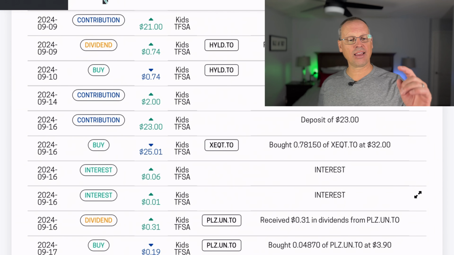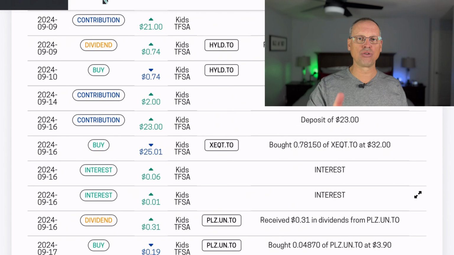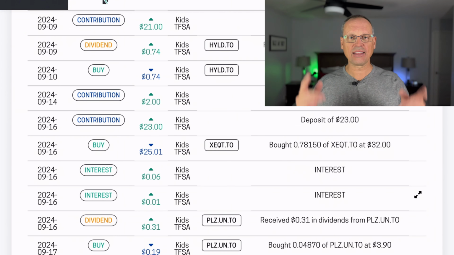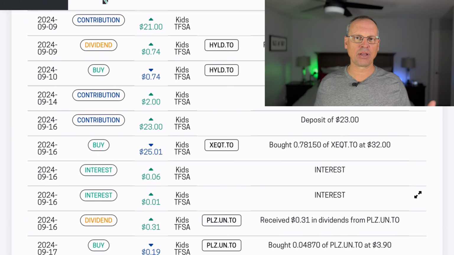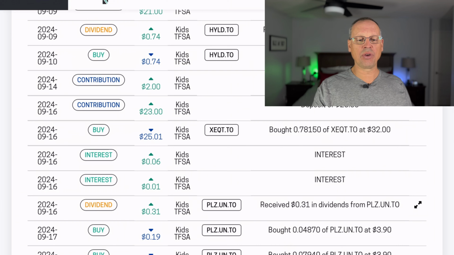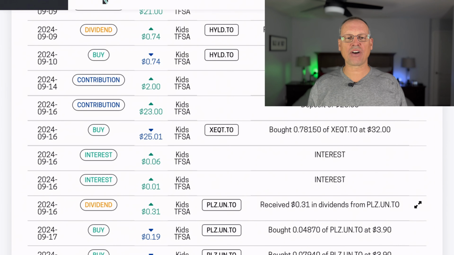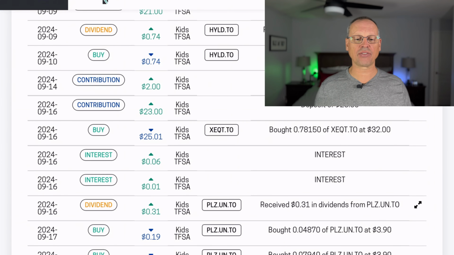All right, in the next one, we can see here that there's a $2 contribution and 23. That's those pop bottles, or if it had been any other money that my kids had earned, that would be that money going in there. So what we did is we added that together. We got 25.01 and we bought 1 fractional share of XEQT.